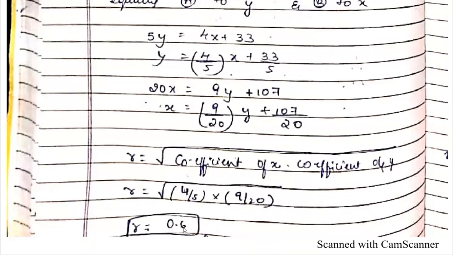And make sure your r value always lies between -1 and +1. Only then your answer is correct. So 0.6, if you observe, lies between -1 and +1. So the answer is correct.